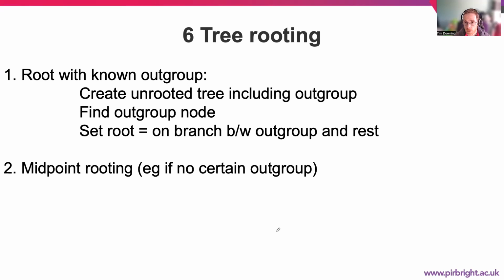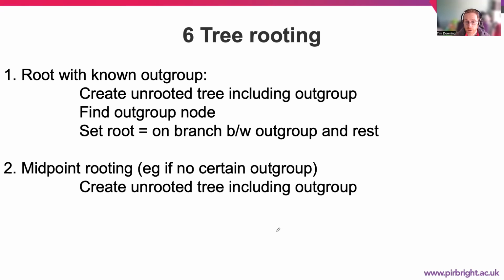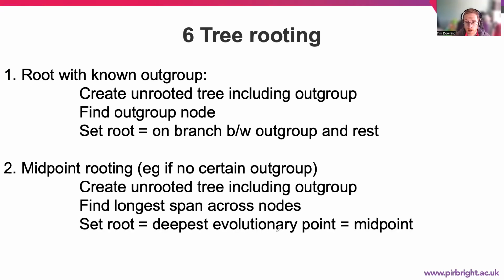So that's where there's no clear outgroup. That's maybe a more common situation. Essentially, you create an unrooted tree and you look for the longest span across the different branch lengths that are present, the maximum distance that's possible, and choose the midpoint between those two longest branches. So that's kind of our approach.